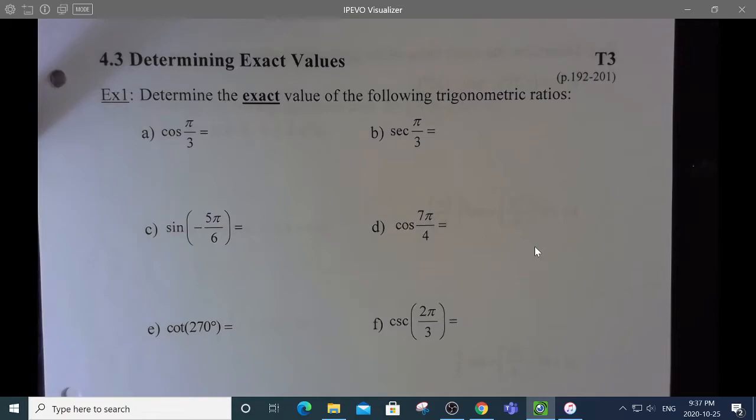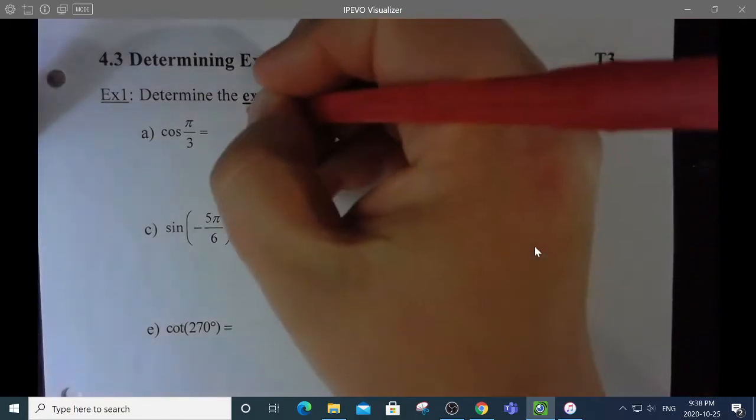This is lesson 4.3, determining exact values, and then later on we're going to be determining approximate values. But basically this is us solving for the values of angles, and then later on being given the values and figuring out the angles by going backwards. So the first section here, the key word here is exact.